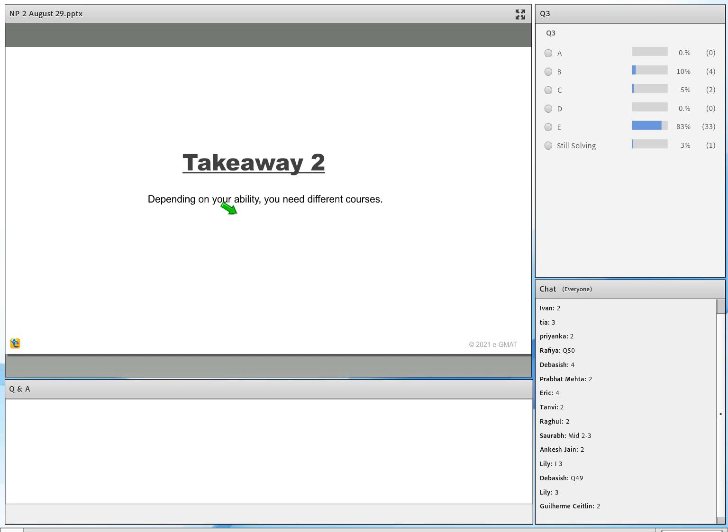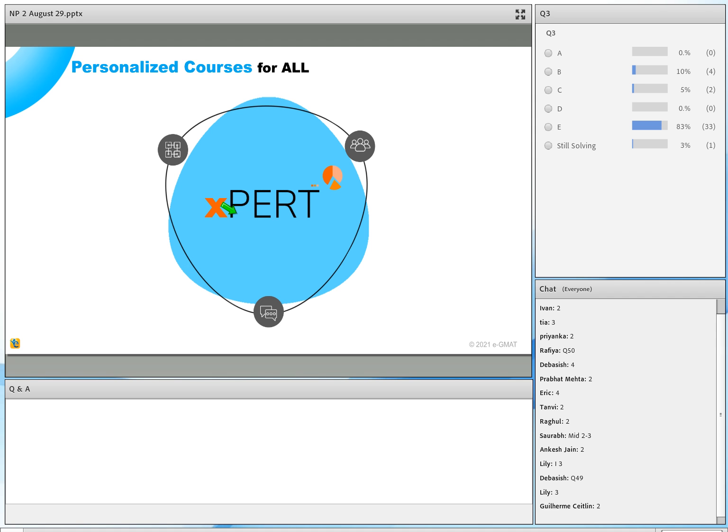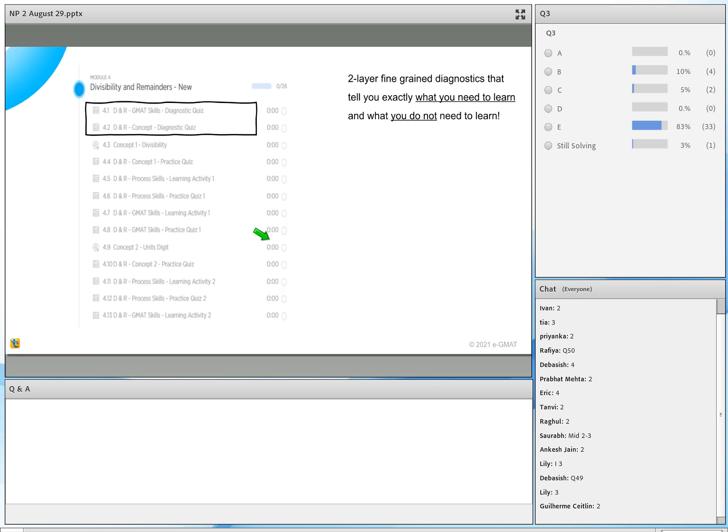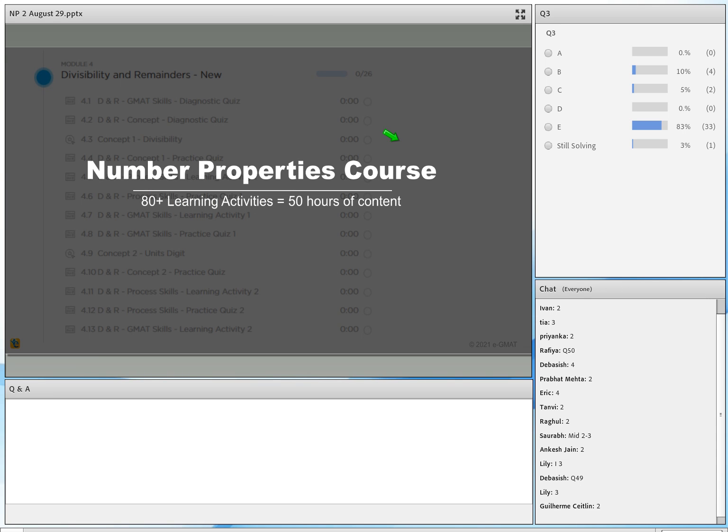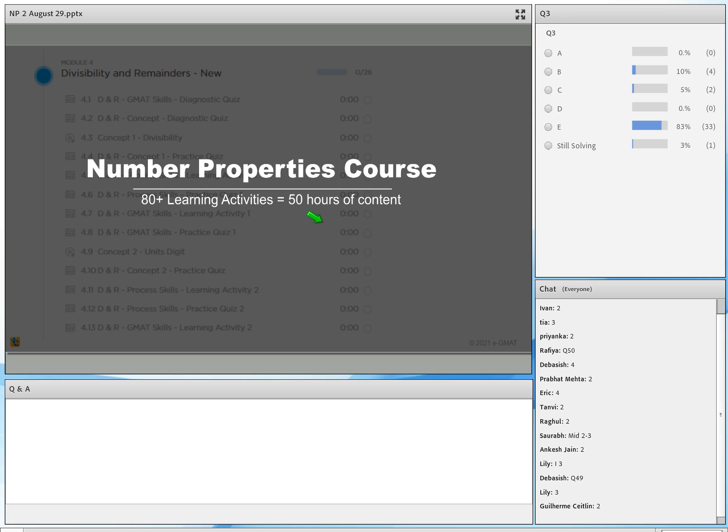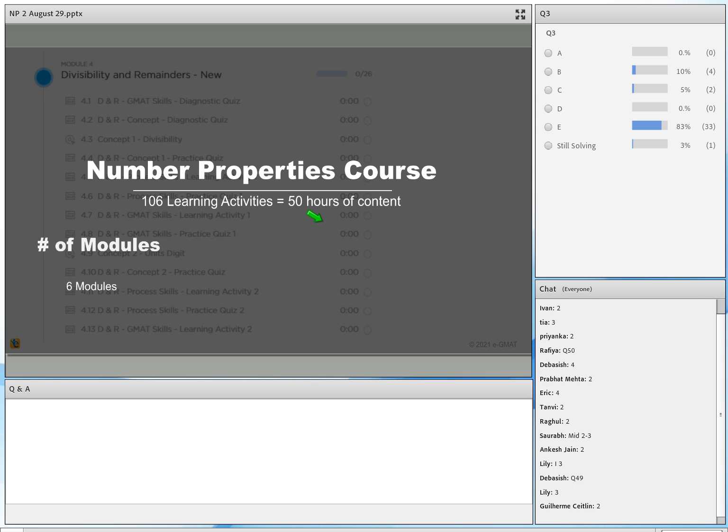Every module has a diagnostic, and that will tell you what you need, what you don't need, what you're already ready for, what you have to build on. It's a personalized course for everyone based on this architecture, the expert architecture. Again, you start with the diagnostics, as I said, 2-layer diagnostic: GMAT skill, concepts, then your process skill, your concepts, everything has a level to it. So total 50 hours of content refines into whatever is needed for you.